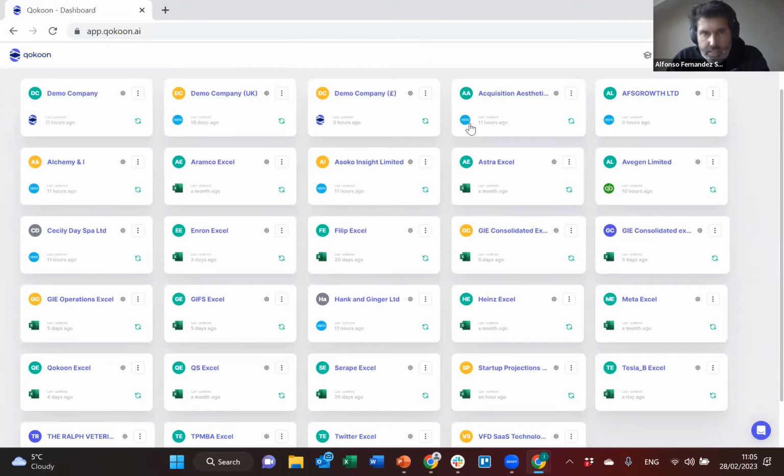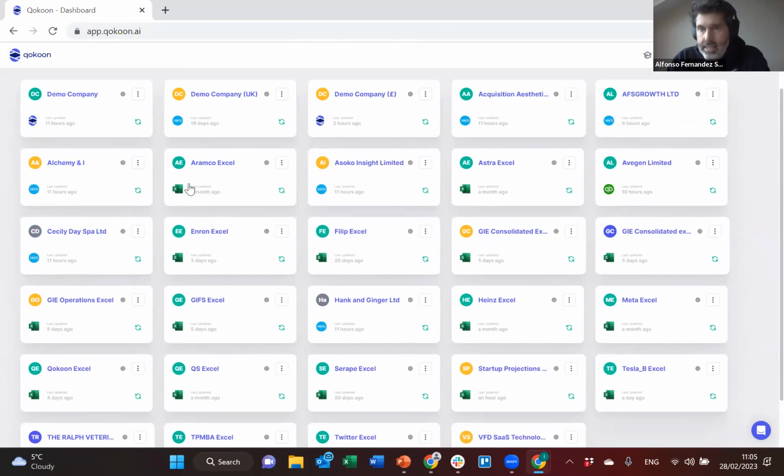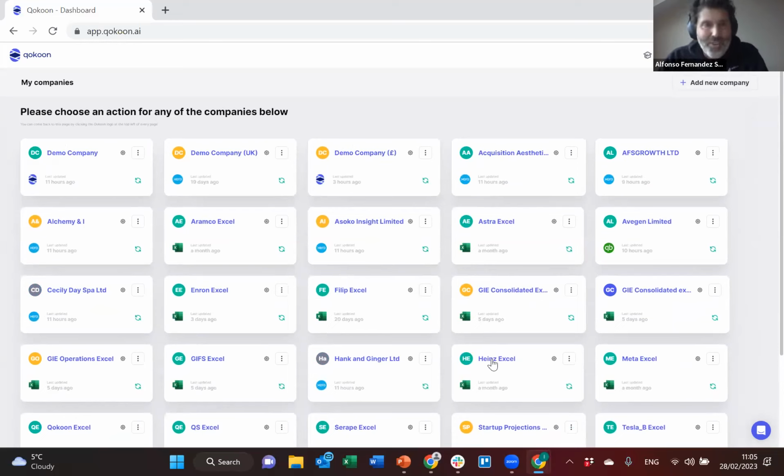So you see, we've downloaded this from Xero. We have downloaded, I do have another one from QuickBooks as well, which I cannot see here, another one from QuickBooks, and then we also have Excel upload. Like I said, what we're doing at Qokoon, we're actually uploading public companies like Twitter, Tesla, etc. And I'm using that to invest in the stock market very successfully, actually.